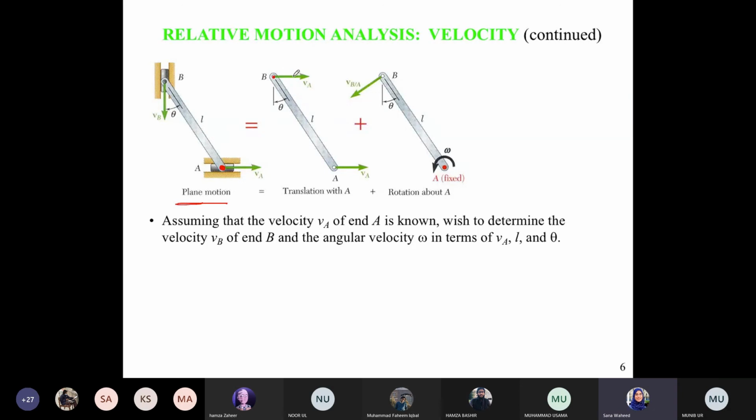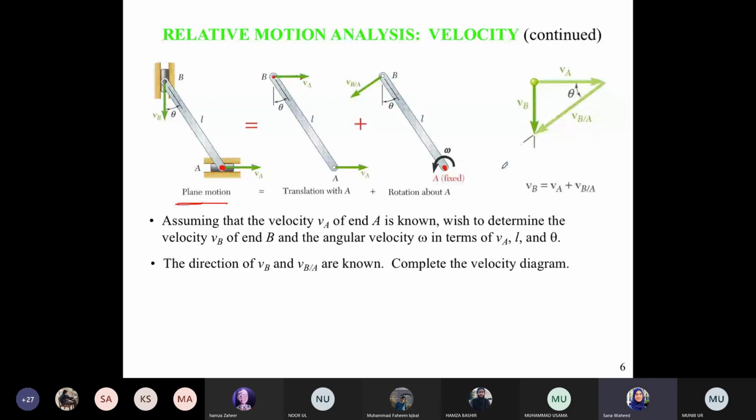And then we are going to rotate about our base point to get our relative velocity, so that finally if I draw my head to tail rule, I actually get back my resultant VB. It first translated and then it rotated. So I get back my resultant velocity.